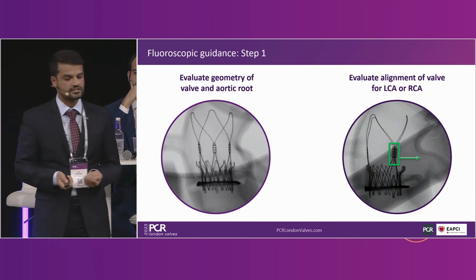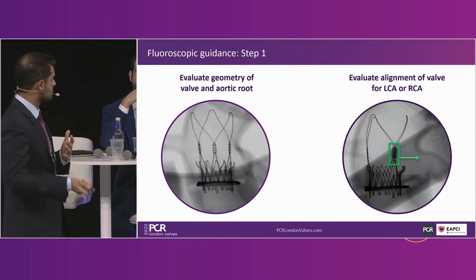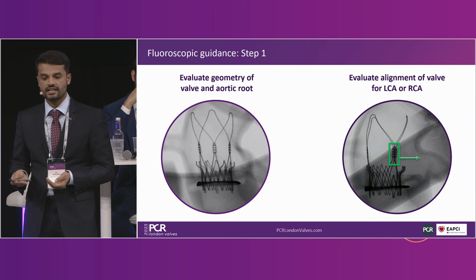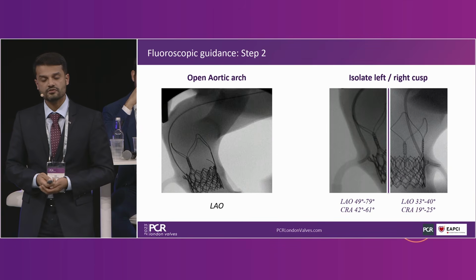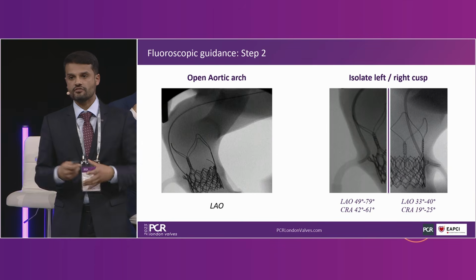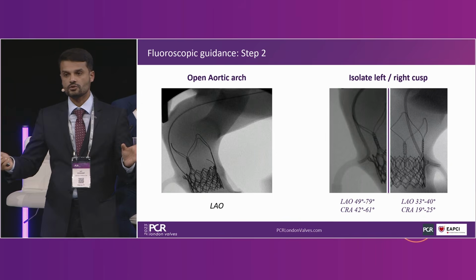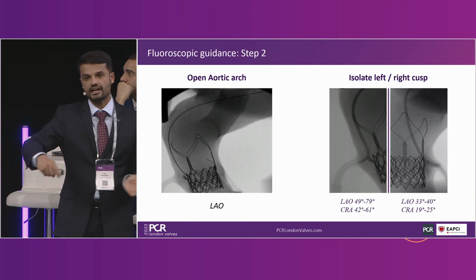Or with a quick pigtail injection. Then particularly Fadi talked about commissural alignment with the posts and things. You can even understand if it's a left coronary you're targeting, is my valve aligned? Yes or no? Then I think when you're doing the coronary access, you can use the C-arm, so you can adopt an LAO angle, which will allow you to open up the aortic arch, and then you can gain access to the inner and the outer curves.